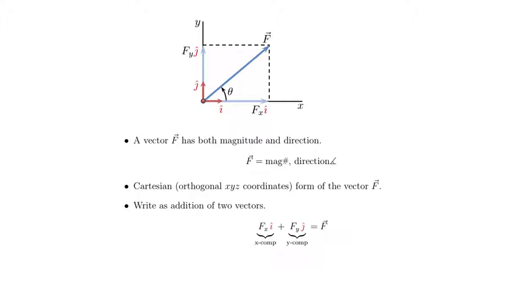For the Cartesian, orthogonal xyz coordinates form of the vector f, we write it as the addition of two vectors pointing in the x and y directions. We write this as the sum of two components: a magnitude fx in the x direction defined by the unit vector i hat, and a magnitude fy in the y direction multiplied by the unit vector j hat. For vectors in the 2D plane, there is no vector in the z direction out of the 2D plane.